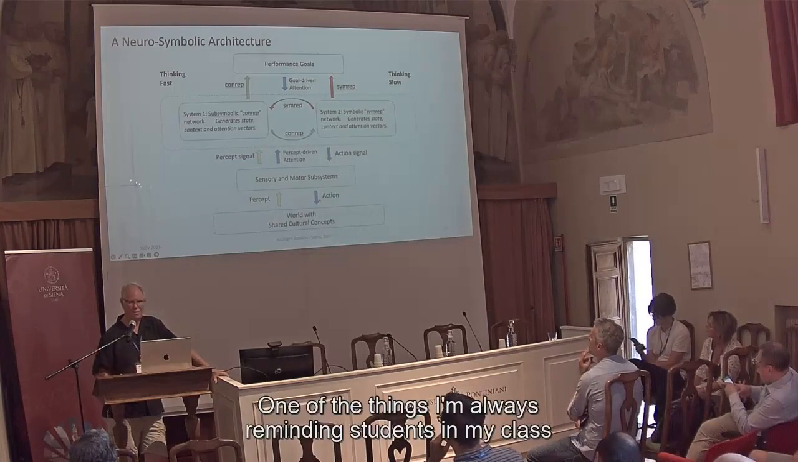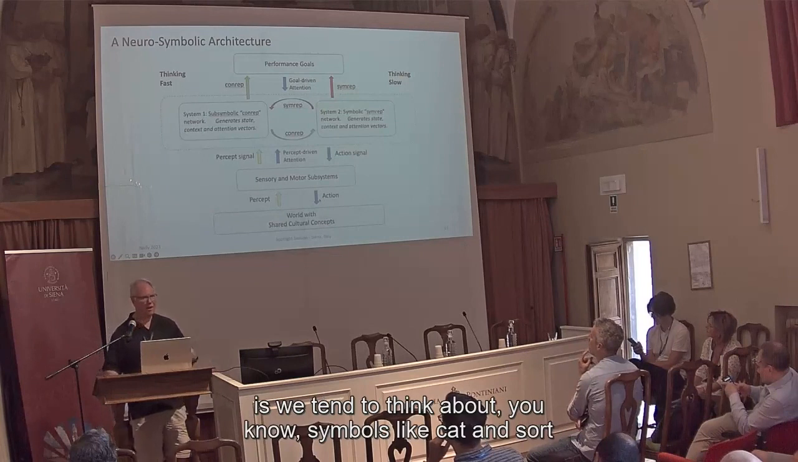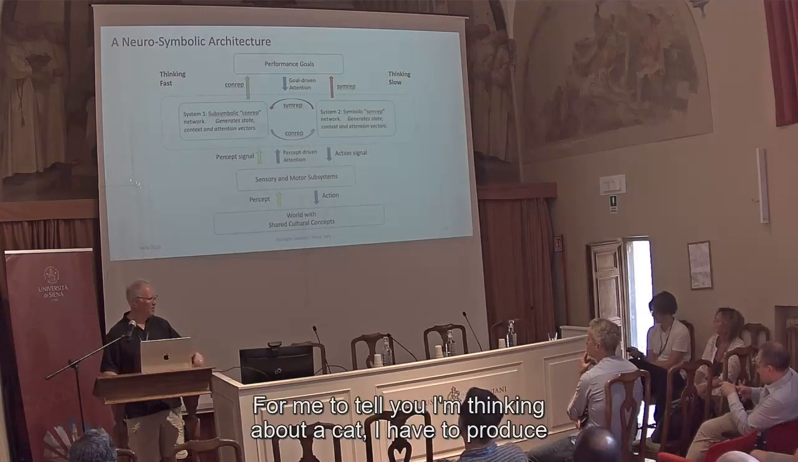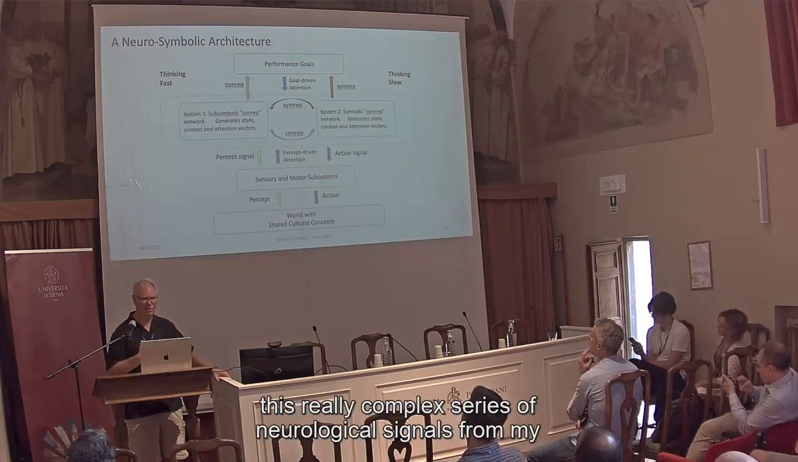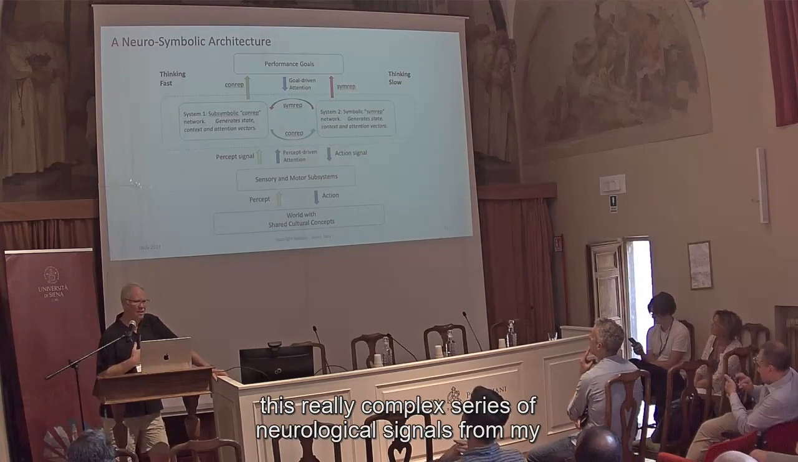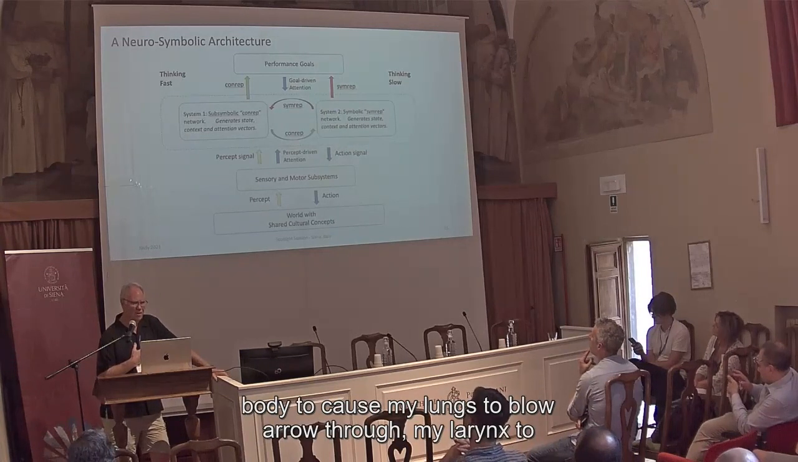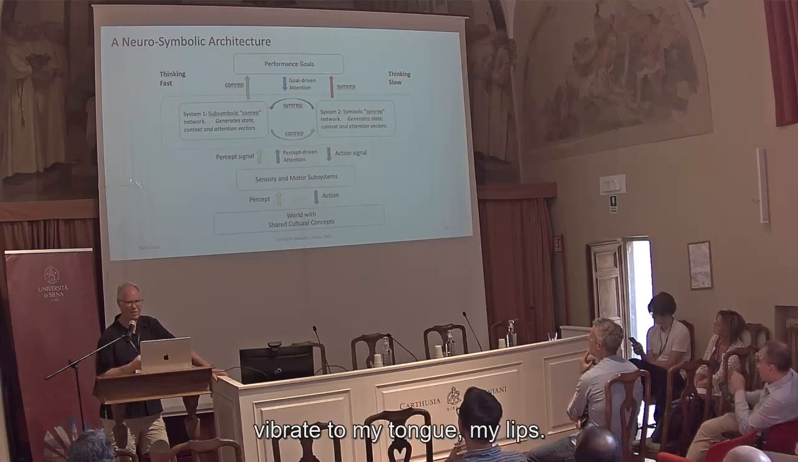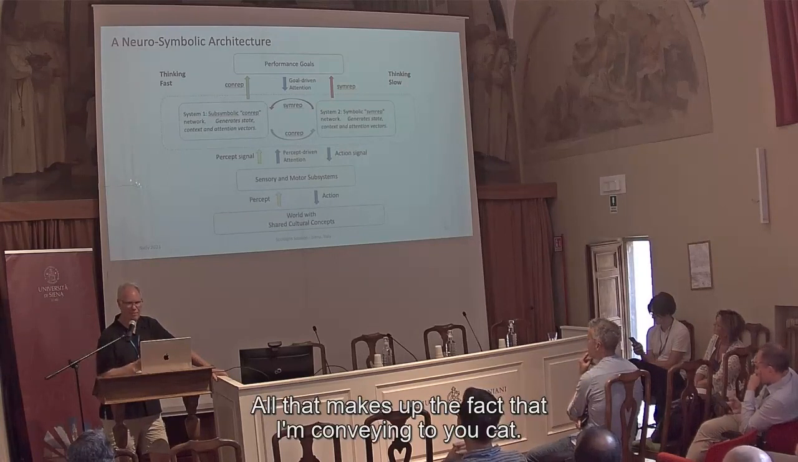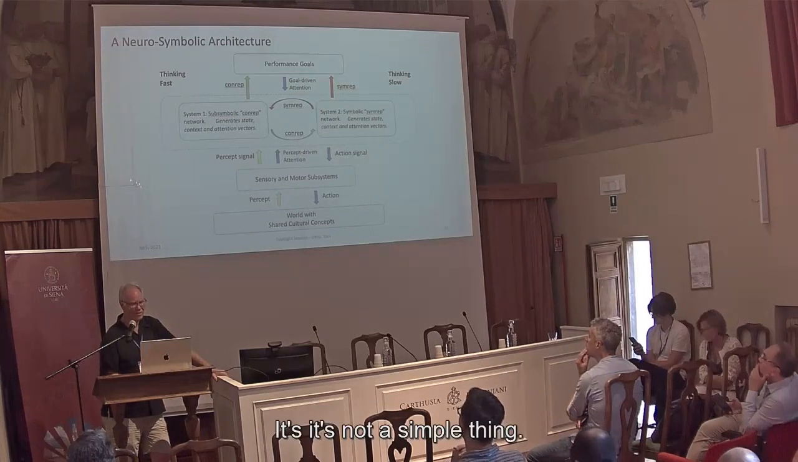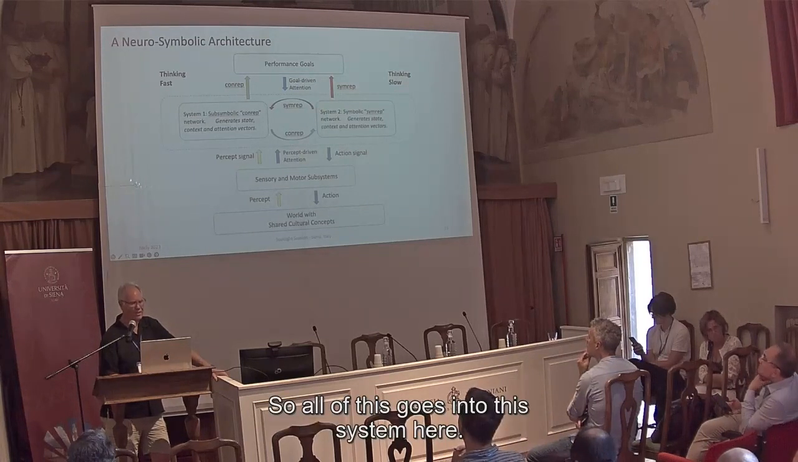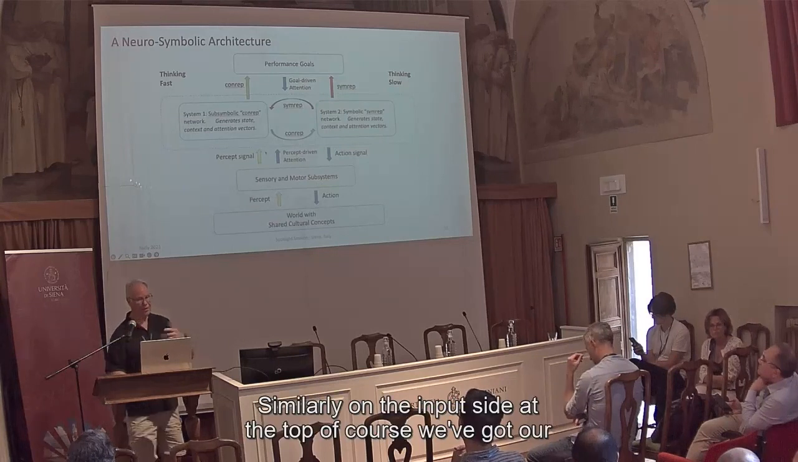One of the things I'm always reminding students in my class is we tend to think about symbols like cat and that sort of thing. For me to tell you I'm thinking about a cat, I have to produce this really complex series of neurological signals through my body to cause my lungs to blow air out through my larynx, to vibrate, to move my tongue, my lips. All that makes up the fact that I'm conveying to you cat. It's not a simple thing. So all of this goes into this system here. Similarly on the input side.